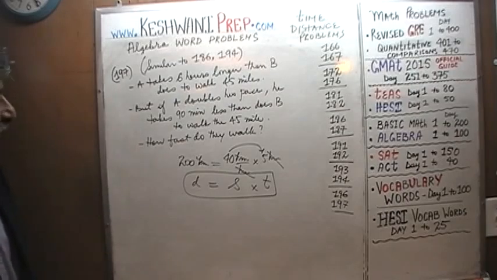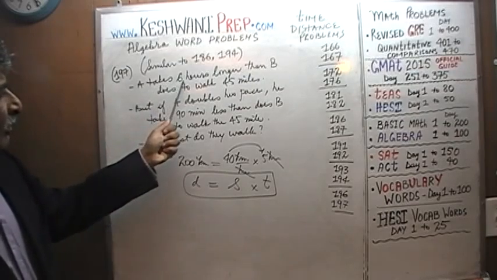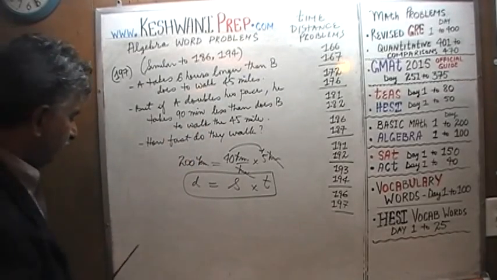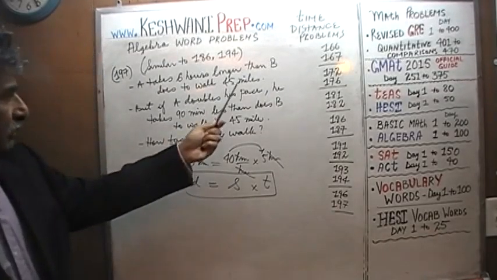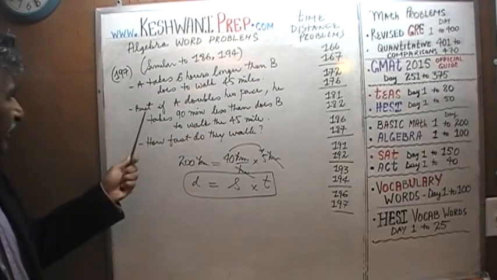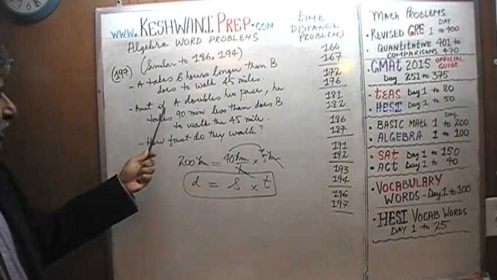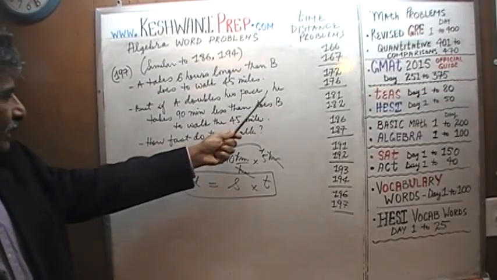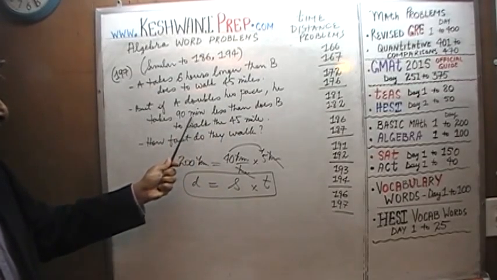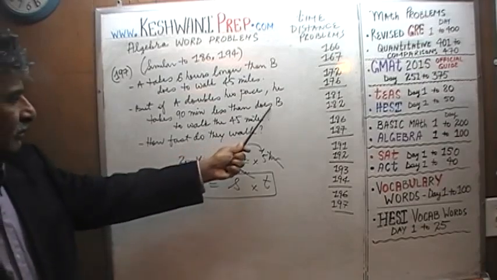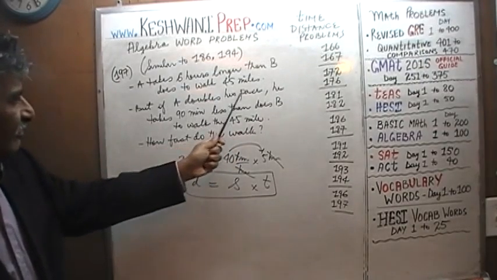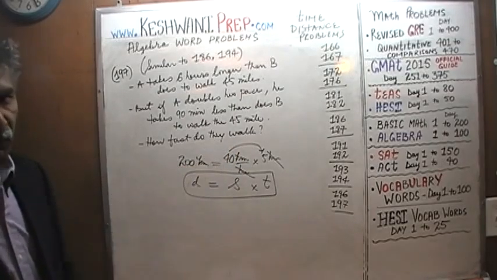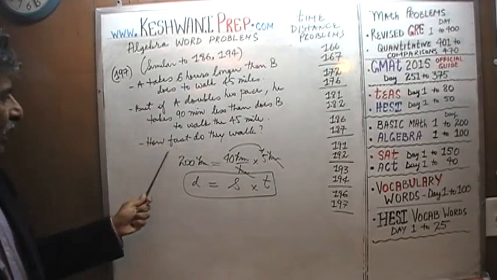What does the problem say? Let's take a look at it. It says A takes 6 hours longer than B does to walk 45 miles. That's the first bit of information, and if you don't like the miles, you can convert that into kilometers. It's not going to change anything. We're further told that if A were to double his speed, he takes 90 minutes less than does B to walk the same 45 mile journey.